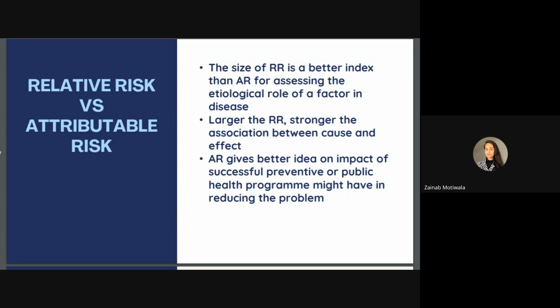Now the next question. What gives a better idea of the impact of a successful preventive or public health program? You all correctly mentioned it is attributable risk, because attributable risk tells us the percentage of the disease that can be attributed to a particular risk factor. Since we're able to get how much is attributed by what, we can understand whether a preventive or public health program has a significant effect in reducing a particular problem. So great job, guys. You've got it all right.